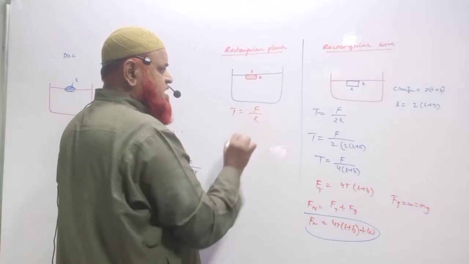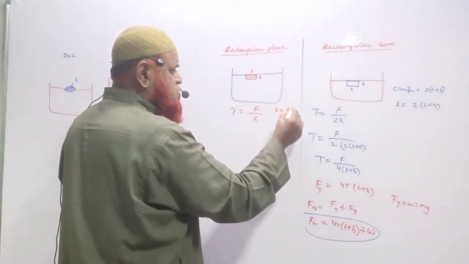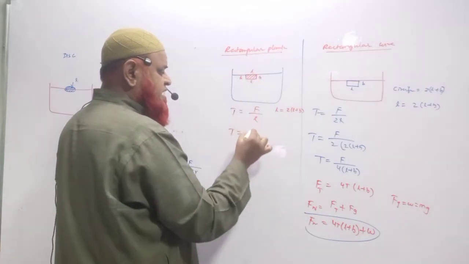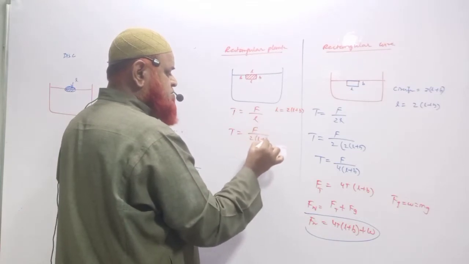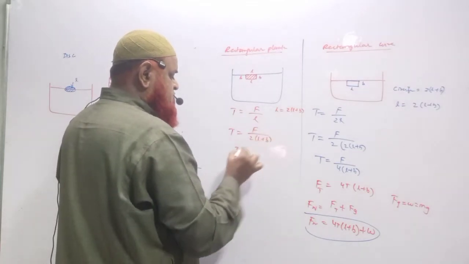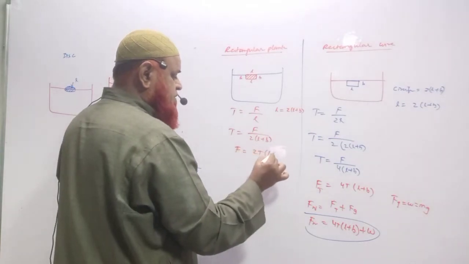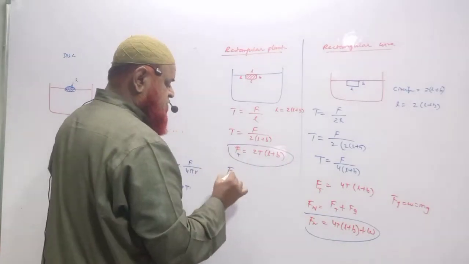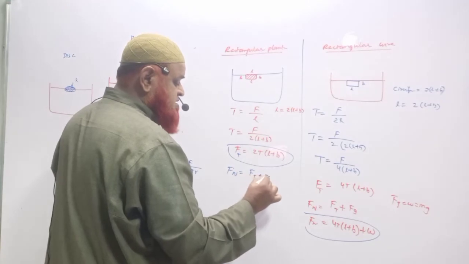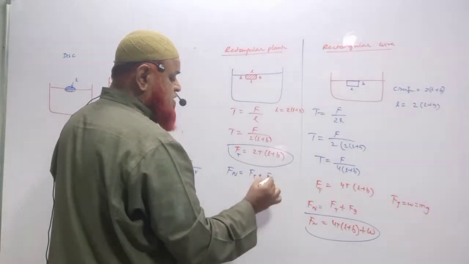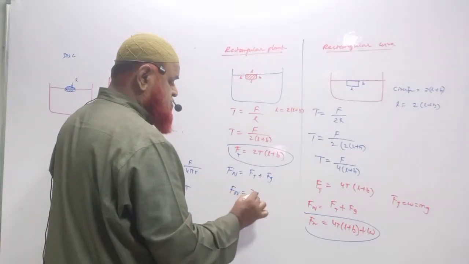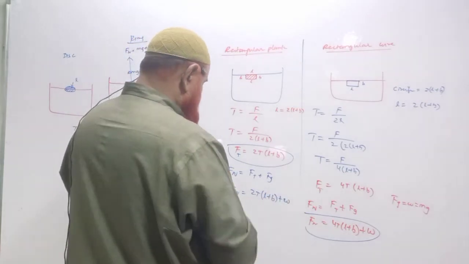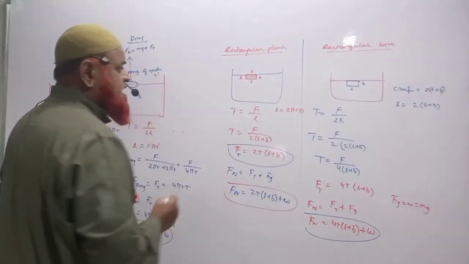Tension is equal to force by length, and length is nothing but the circumference, which is 2 times (length plus breadth), because there are 2 lengths and 2 breadths for a rectangle. So tension can be taken as force by length, which is 2 into (L plus B), and force here is going to be 2T into (L plus B), because this is called the force due to tension. Therefore, the net force acting is the force due to tension plus M into G, or you can also take force due to gravity or weight, whatever it may be. So the net force is 2T into (L plus B) plus M into G or W. This is going to be the net force acting on the rectangular plank.